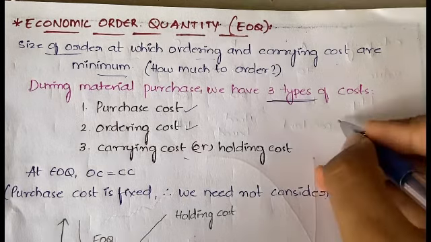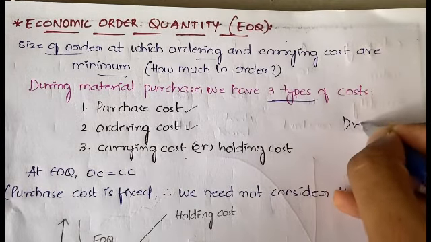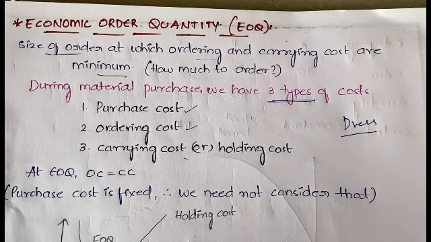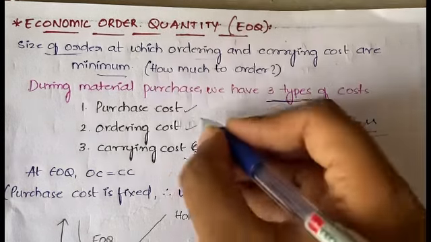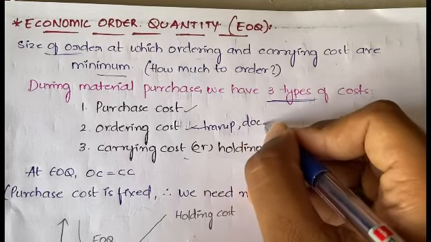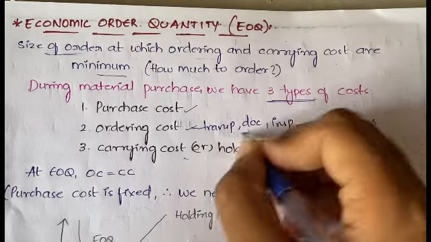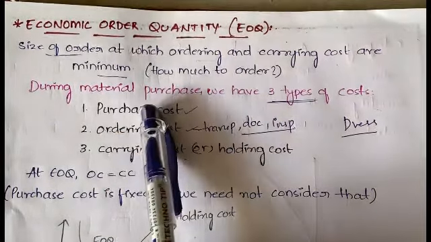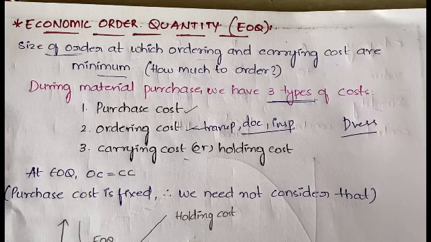Suppose you are purchasing a dress, and the actual MRP of the dress, the amount that you are paying for the purchase, is called the purchase cost. Next comes the ordering cost. In ordering cost, you'll have transportation cost, documentation cost, and inspection cost. All these come under the ordering cost, while the actual cost of the product comes under the purchase cost.